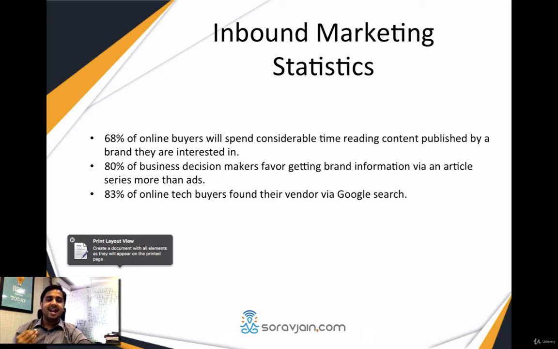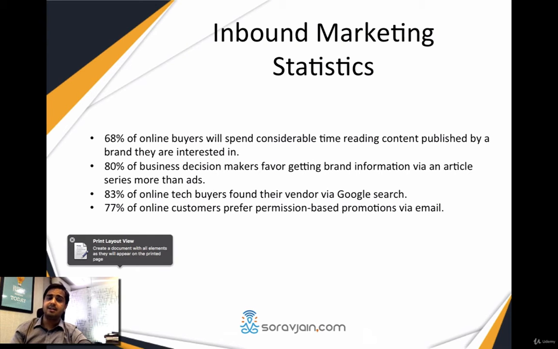Point number three, 83% of online tech buyers found their vendor via Google search, and search engine optimization plays a very important role in inbound marketing. Point number four, 77% of online consumers prefer permission based promotions via email. We have discussed this earlier in the email marketing lesson, where I talk about how important it is to seek someone's permission before you start shooting email to them.